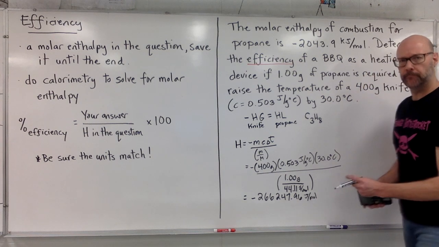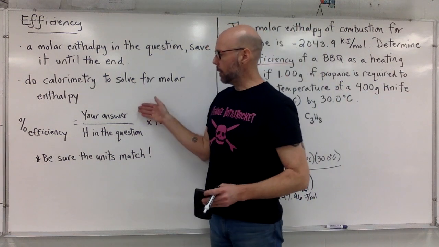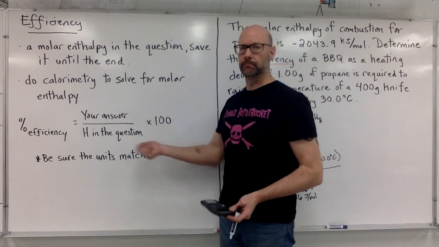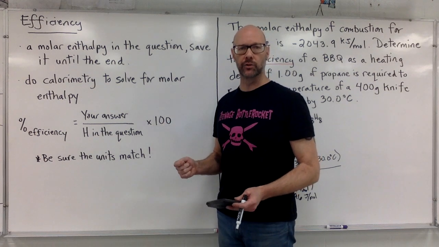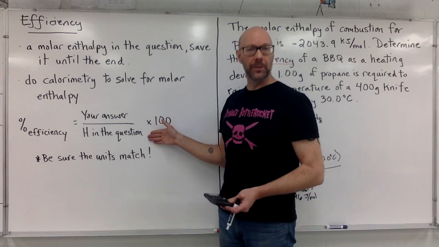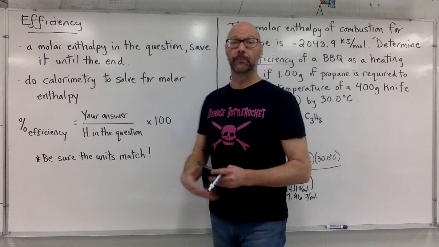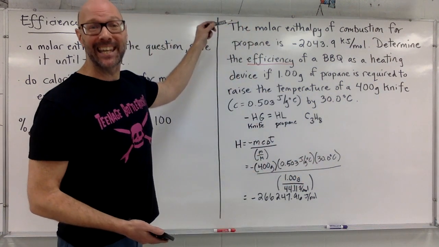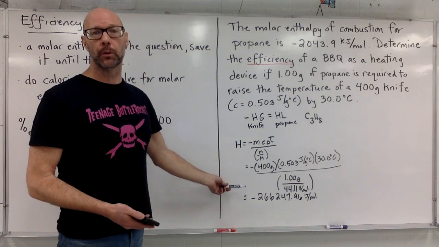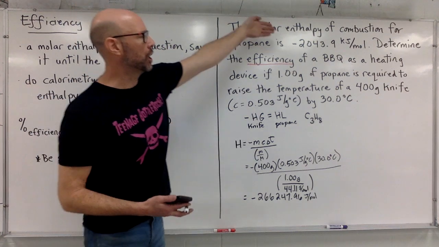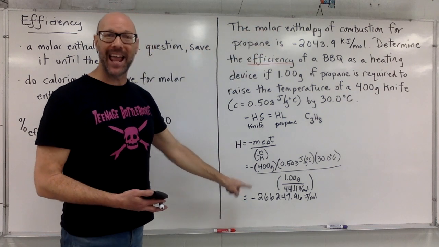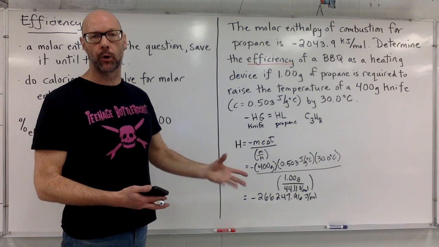mole. Now we have our answer, and we're going to divide by the molar enthalpy in the question and turn it into a percent by multiplying by 100. However, we have to make sure that the units of our answer and the molar enthalpy of the question match. The question has the molar enthalpy in kilojoules per mole, but my answer here was in joules per mole. So I have a choice. I could convert the number in the question into joules per mole, or I can convert my answer into kilojoules per mole. I find that easier.